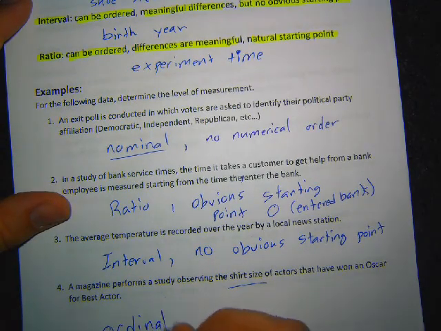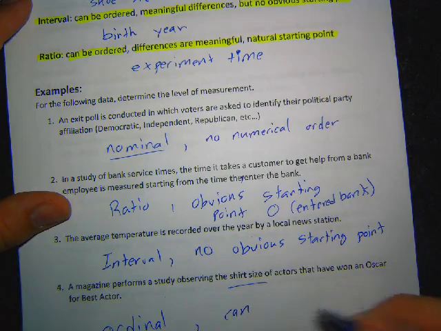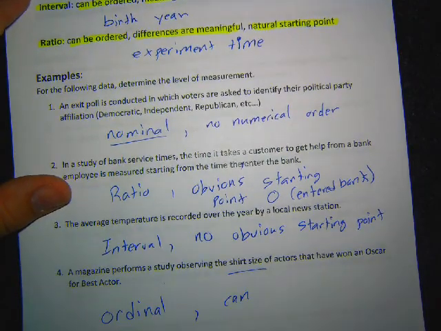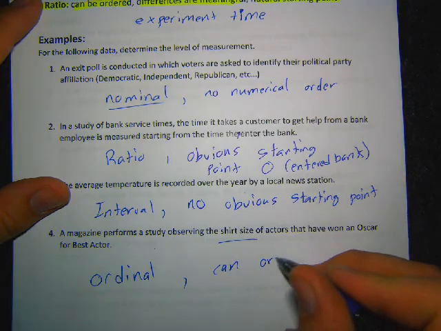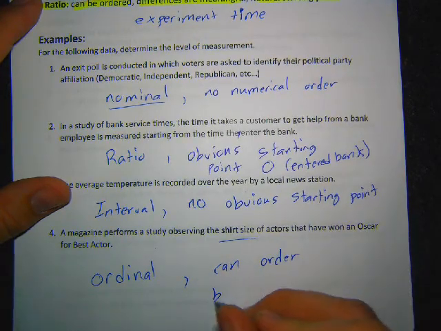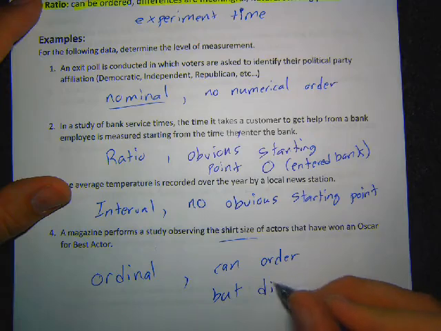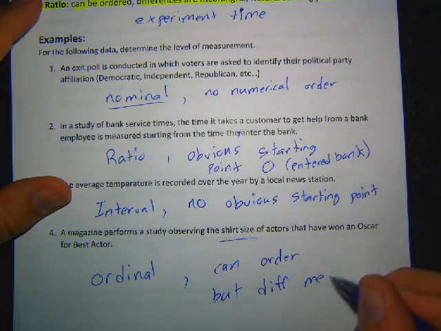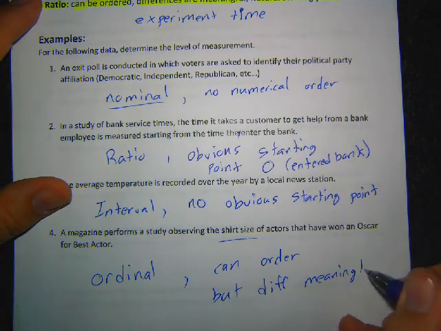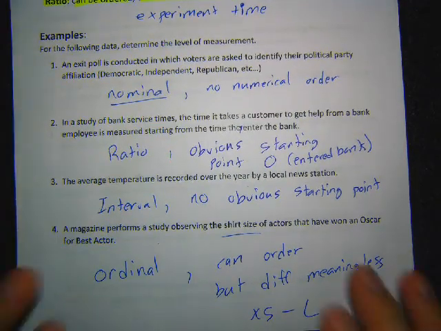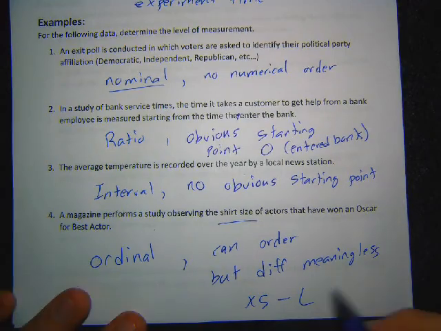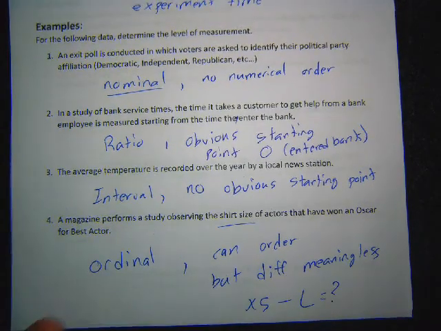Ordinal. You can order from smallest to greatest. It's a kind of numerical order going from least to most, smallest to greatest or greatest to least. So you can order, but differences don't make sense. The differences are meaningless. What is extra small minus a large? Like, what is that? It doesn't make sense. So that would be ordinal.